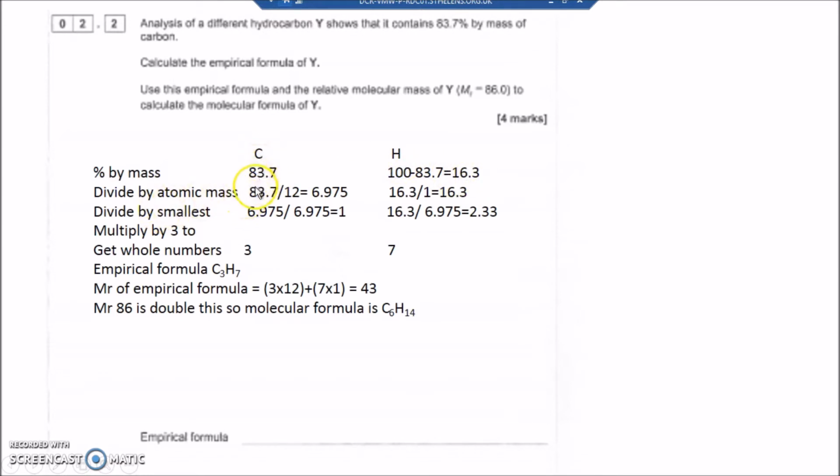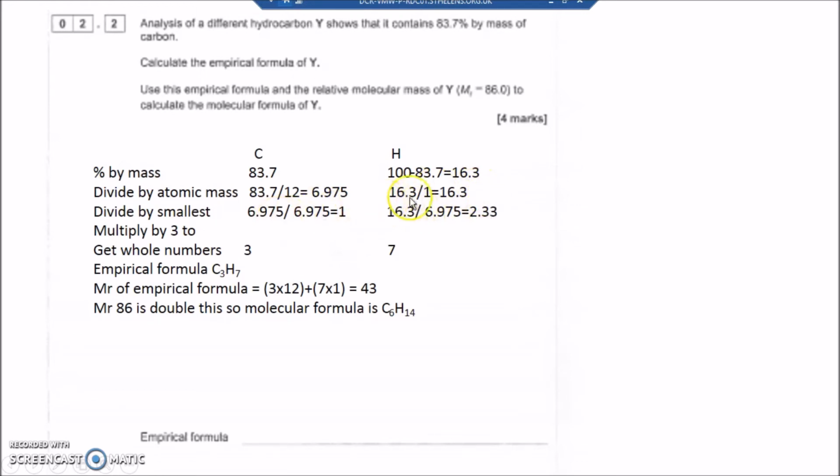You divide by the atomic mass of each of them. The mass of carbon is 12, the mass of hydrogen is 1. So if you divide each of those, 83.7 divided by 12, 6.975, and this one turns out as 16.3. Not a great ratio, that. So you divide both of them by the smallest, 6.975, so that equals 1. 16.3 divided by 6.975 equals 2.33. So the ratio is 1 to 2.33.